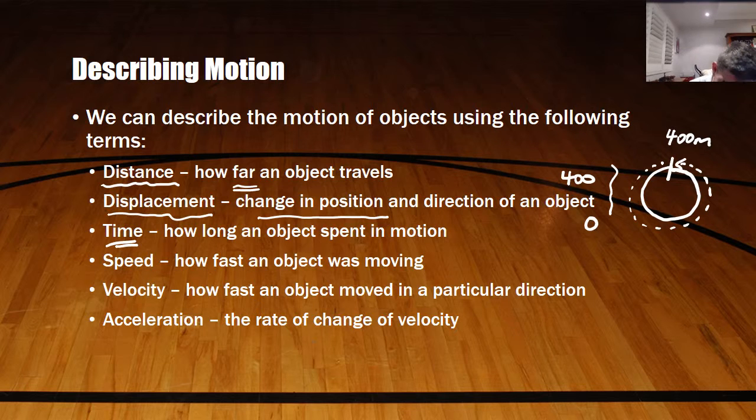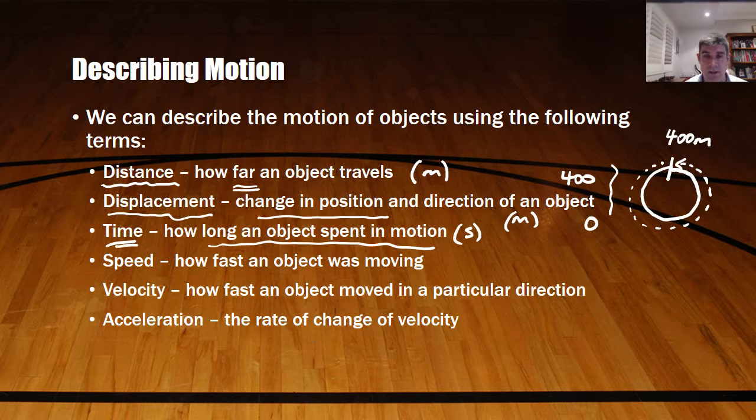Time is another important quantity when we're describing motion, and that is just how long the object actually spent in motion. We tend to measure distance and displacement in meters, sometimes in kilometers as well. Time, generally speaking, we're going to measure in seconds. Now, time can also be measured in minutes or hours or days or years, but we're going to look at most of our measurements of time in seconds.